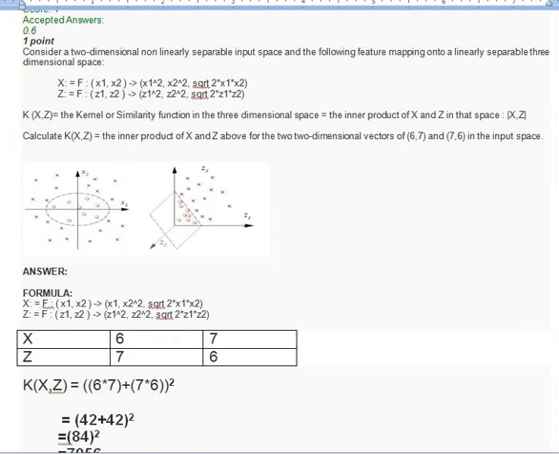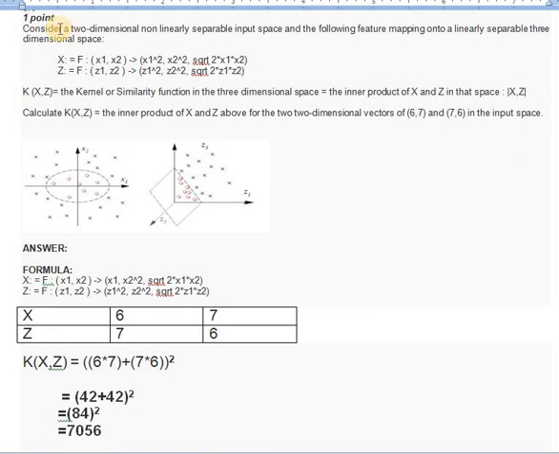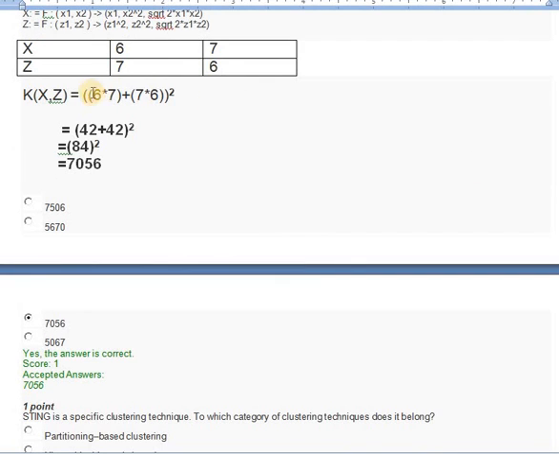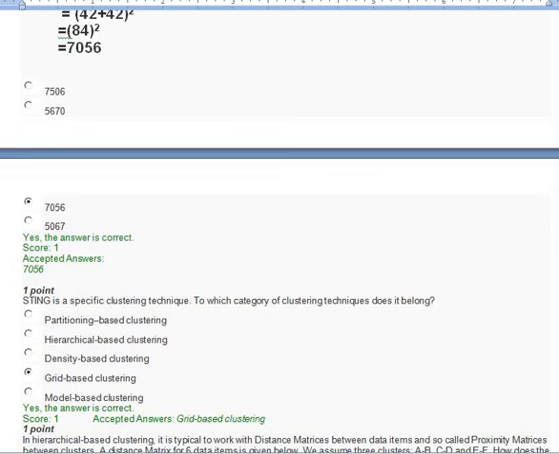And here is the next question, a two-dimensional array. In that two-dimensional linearly separable input space, they have given two things, x data as well as z data. We have to consider 6 comma 7, where 6 is x1 data and 7 is x2 data, and here 7 is z1 data and this one is z2 data. The formula is multiplying x1 and z1, multiplying x2 and z2, adding them up, and then taking an overall square. That is very important. Don't miss that. So we will get values like that.